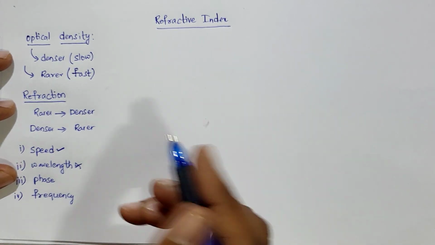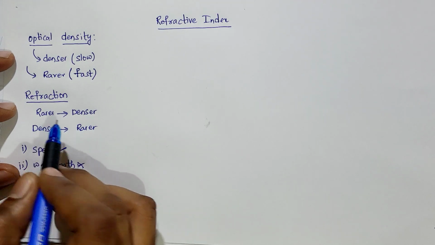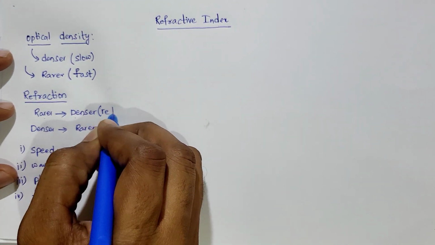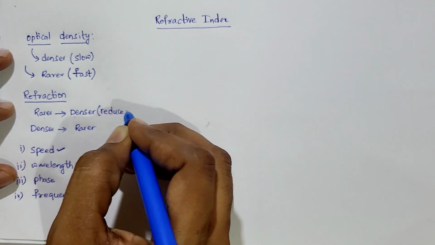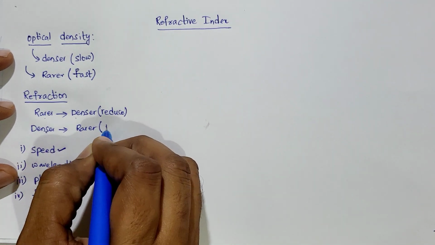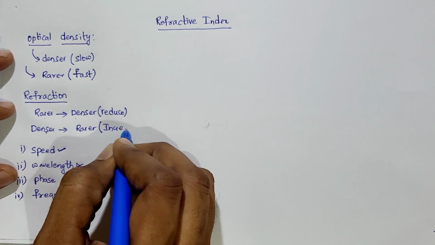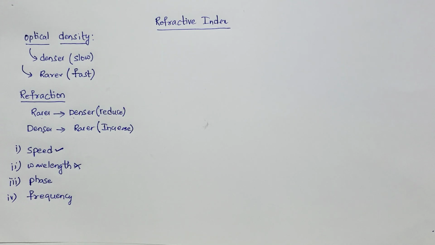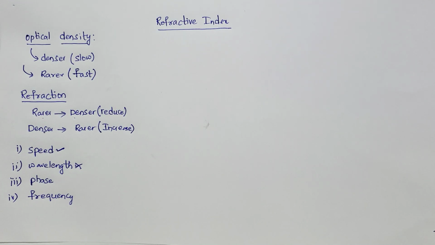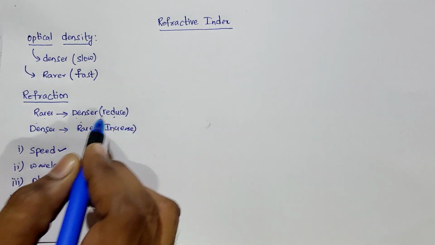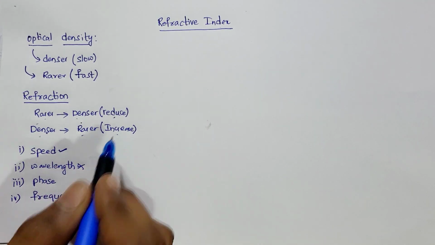How will the speed of light change? When a light ray passes from rarer to denser medium, speed will reduce. Correct? When a light ray passes from denser to rarer, speed will increase. Correct? So remember one thing: when a light ray passes from rarer to denser, speed will reduce. When a light ray passes from denser to rarer, speed will increase.